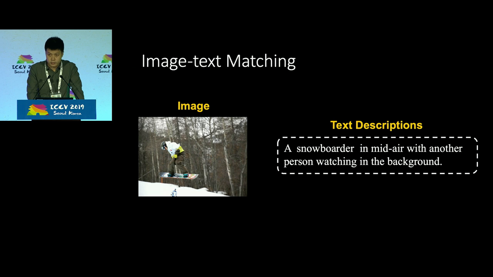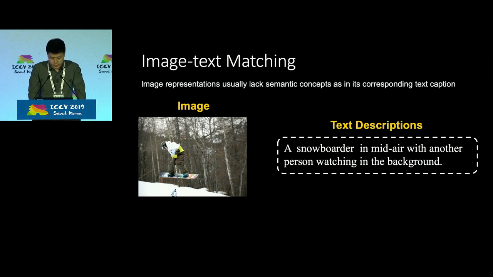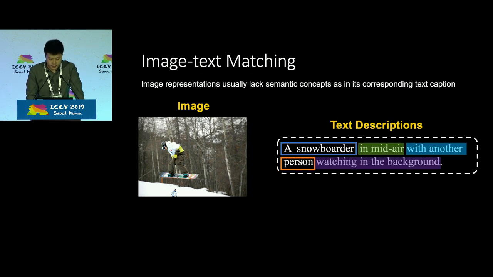It remains challenging due to the huge visual semantic discrepancy. When people describe what they see in the picture using natural language, it can be observed that the descriptions will not only include the objects and scene stuff, but also will organize their interactions, relative positions, and other high-level semantic concepts. However, the image representations in current methods usually lack such semantic concepts as in its corresponding text caption.